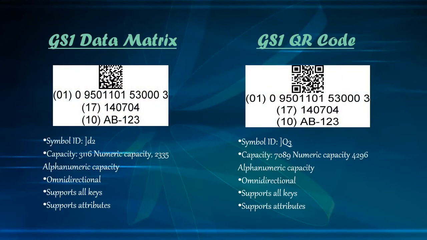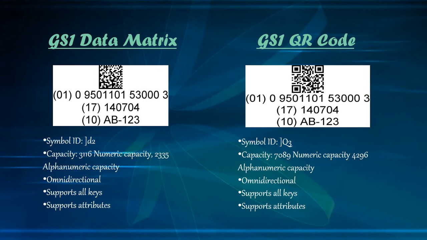So GS1 2D barcodes come in two formats. As you can see, on the left side is the GS1 data matrix, and on the right side the GS1 QR code. They are both similar and contain the necessary data, but the QR code, as you can see on the right side, can hold more data. With the advent of smartphones and enriching the customer experience, more and more pharma enterprises are adding QR codes for marketing purposes on packaging materials.